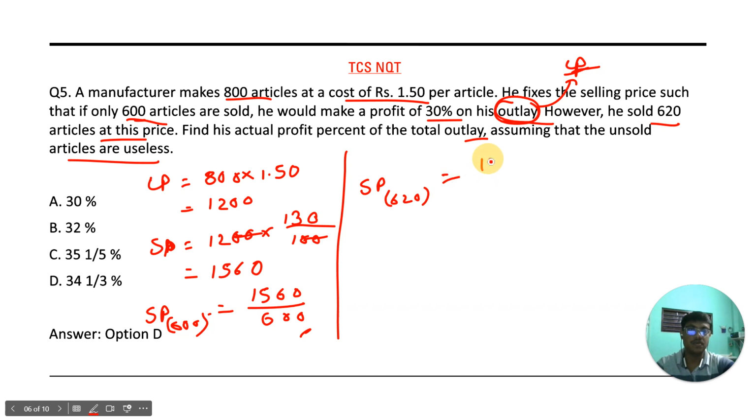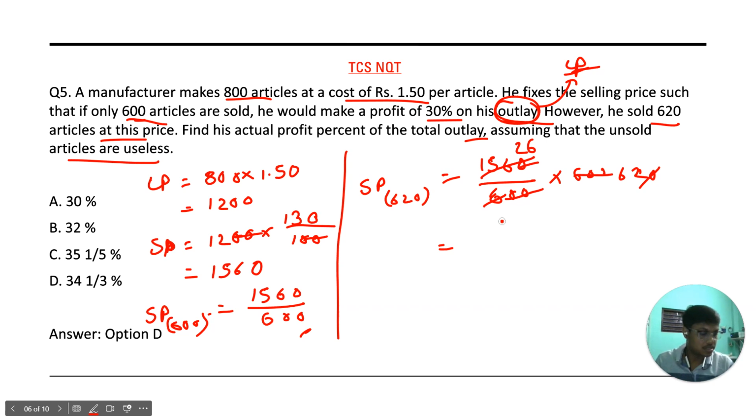So, total selling price would be 1560 by 600 into 620, sorry, 620, 0 and 200 cancelled. Okay, 15, so will it be cancelled by 6? Yeah, 6 twos are 12, 3 36, 26. Okay, so here I have to take help of the calculator. 62 into 26, it would be 1612.